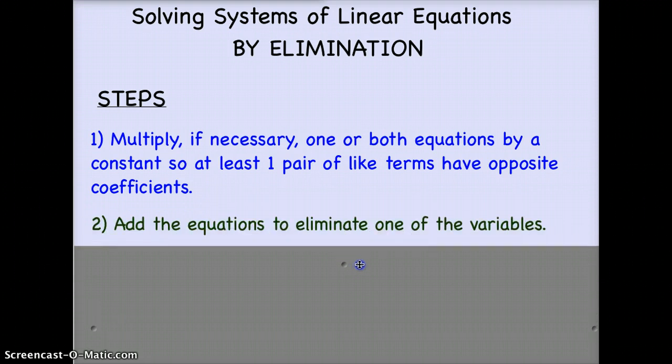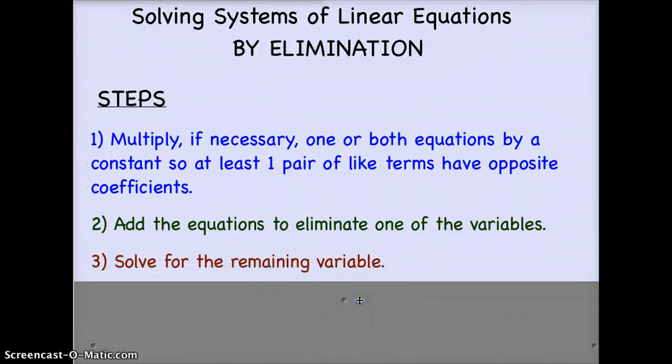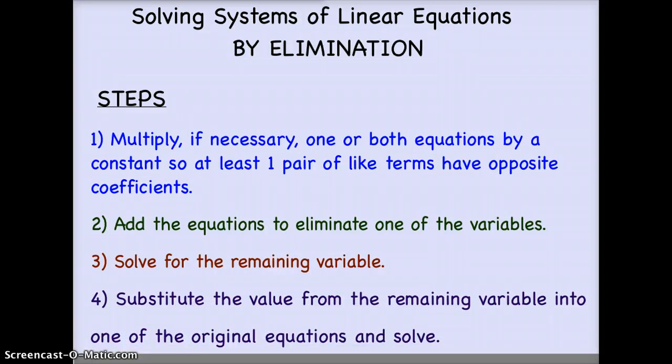Step 2. Add the equations to eliminate one of the variables. So you'll add those equations together like we did on the previous slide. One of your variables will cancel, and you'll be left with just one. Then you'll be able to solve for the remaining variable, figure out what x or y is. And we know that with systems of equations, once you know what one of the variables is, you can substitute that value into one of the original equations and solve. So get these steps recorded, and then we will move on to our examples.